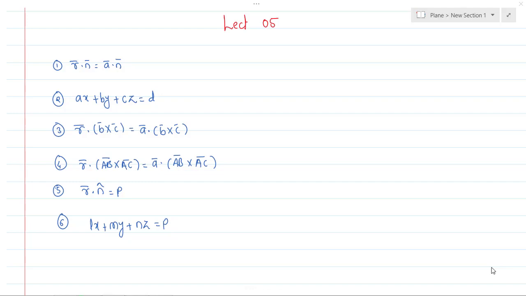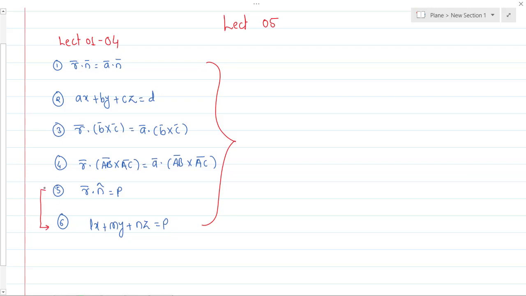In the previous videos, what we have seen is the basic equations of the plane. From lecture 1 to lecture 4 we have seen the basic form of the plane. If you have not seen these videos, please go through them because these are the base, very important. I have explained each and every point in detail. Specifically, in the last video we have seen a few difficult questions.